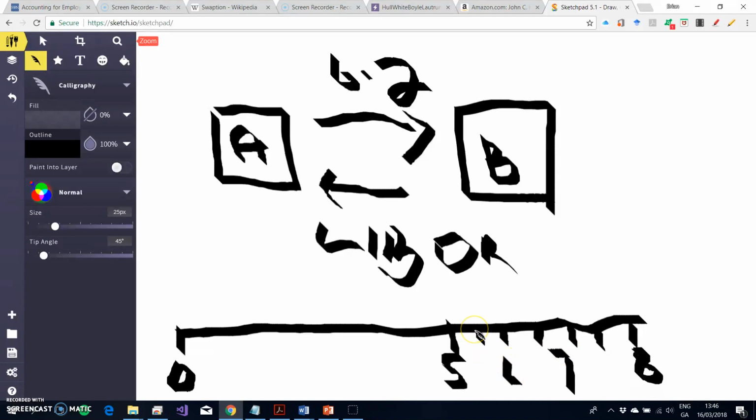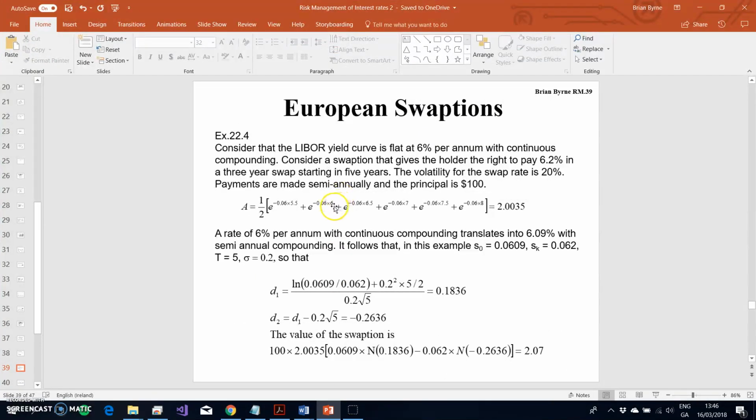Okay, so do you want to enter into this position where you'll pay 6.2 and receive LIBOR, and it's going to take place here? You will only be interested in doing that if the LIBOR rate in year five is expected, over this 3-year term, to be higher than 6.2. Okay, so we go back to the estimation again.